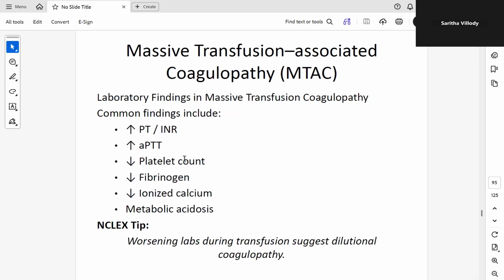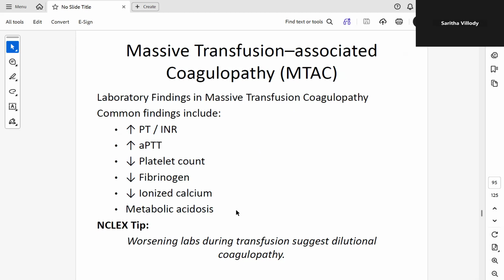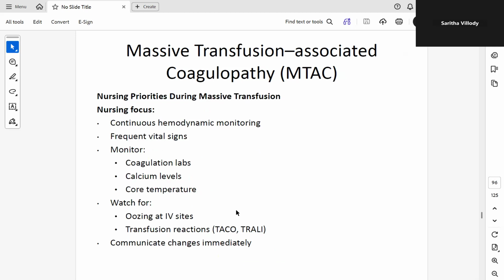So lab findings of this are increased PT, INR, PTT; all the times will be elevated. The counts will be reduced: platelet count, fibrinogen, calcium, etc., and the patient could be in metabolic acidosis. Also, hypothermia impairs the internal equilibrium in the body. The core temperature reduces, which affects the enzyme activity. So all of this contributes to coagulopathies. And we'll learn about transfusion reactions in the next PowerPoint.